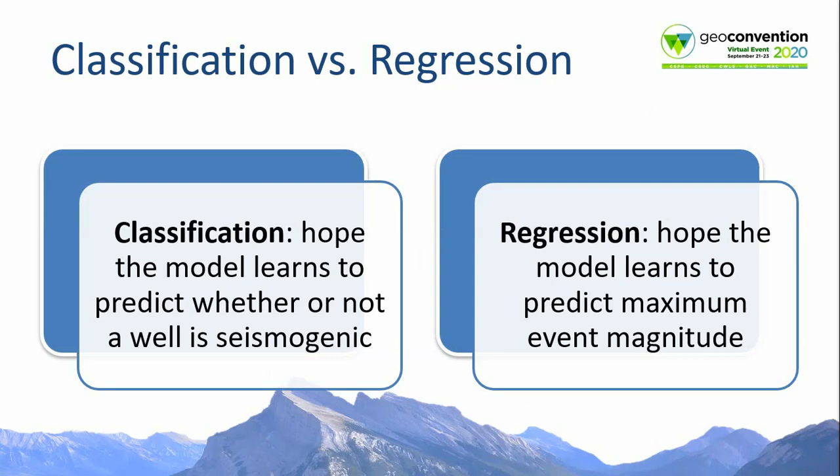Regression is a little bit different. It provides a continuous quantitative prediction. In this case, we hope to train the model to accurately predict for seismogenic wells how large an induced event would be caused as measured by earthquake magnitude. Where there were multiple events associated with the same well, the maximum magnitude of the associated events was taken for the regression analysis.